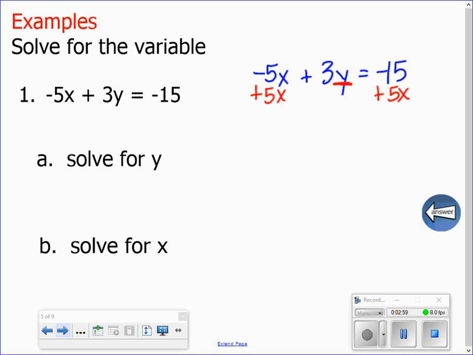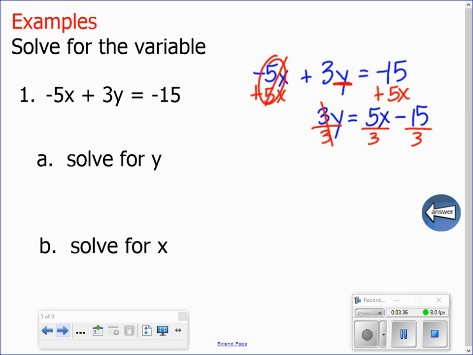Now, I can't combine the negative 15 and the 5x because if you recall, these are not like terms. Like terms have the same variable to the same power, and 15 and 5x do not have the same variable. So we're going to end up with 3y is equal to 5x minus 15. Notice that I've written the variable in front. It's good algebra to put the variable part in front and to put the constant at the end. And then our last step is to get rid of this coefficient that's in front of the y. And so we're going to divide everything by 3.